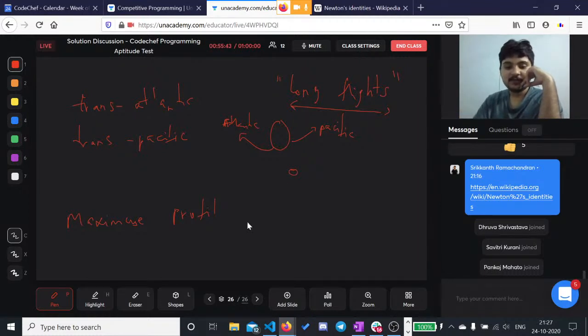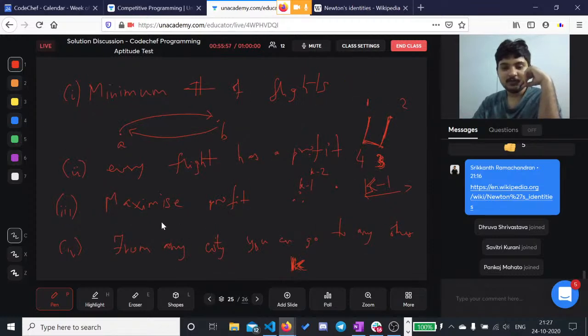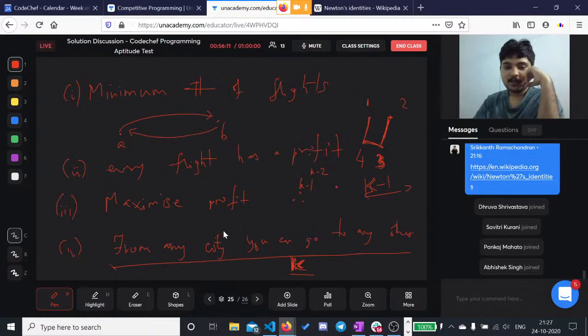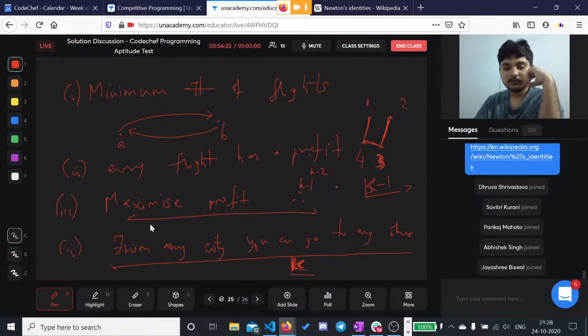So if every pair of cities is connected, there must be at least one long flight, right? Because if there are no long flights, then there would be no possibility to get to America from Asia. Okay, and that's one requirement. You need from any city to go to any other city. So that basically says that you have to have at least one transatlantic or trans-Pacific flight. Okay, and your second goal is to maximize the profit. So how do I maximize the profit?